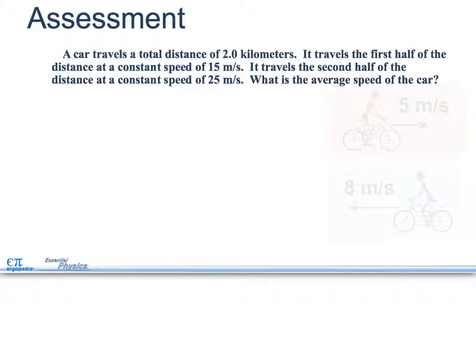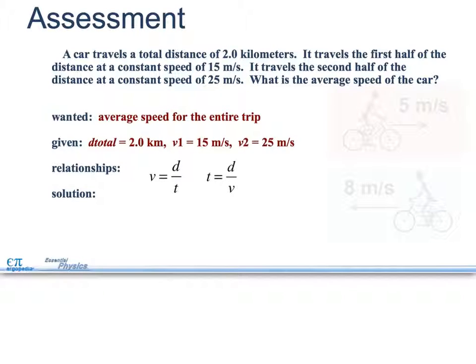A car travels a total distance of 2 kilometers. It travels the first half of the distance at a constant speed of 15 meters per second. It travels the second half of the distance at a constant speed of 25 meters per second. What is the average speed of the car? We want the average speed for the entire trip, which is 2 kilometers, which is 2,000 meters. V1 is 15 meters per second. V2 is 25 meters per second.